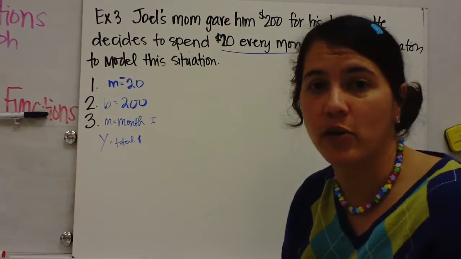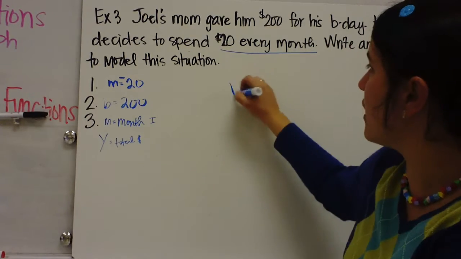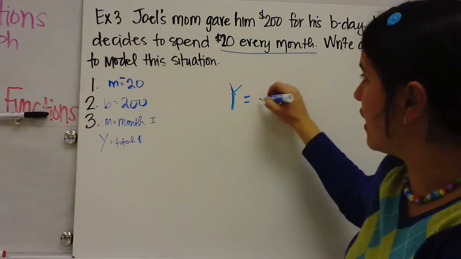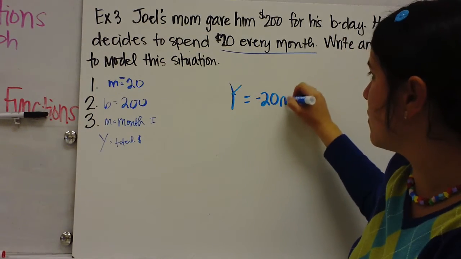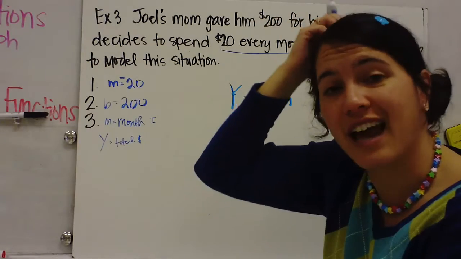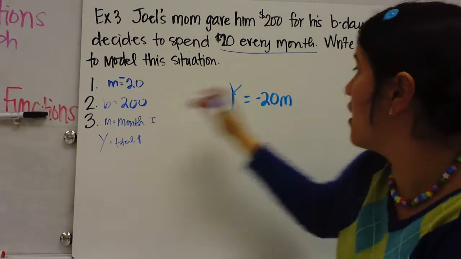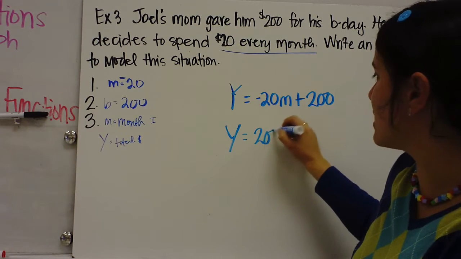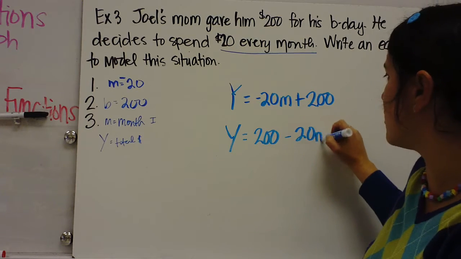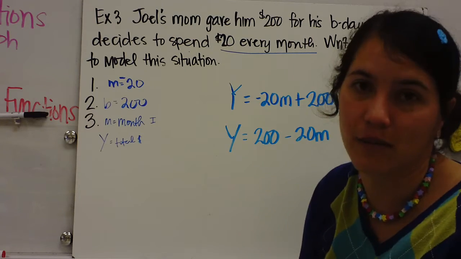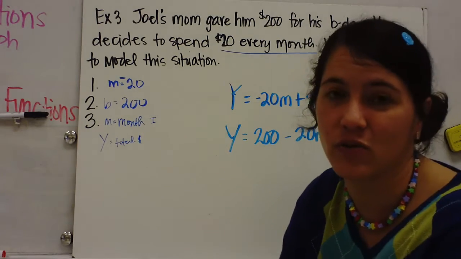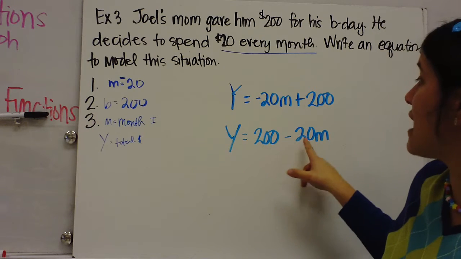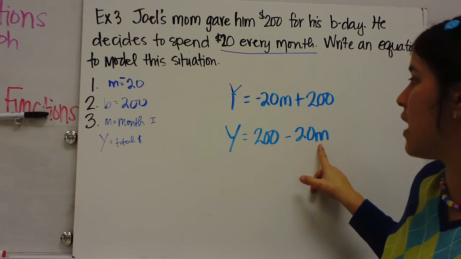So now let's put it into our equation. So Y, the total money, equals the slope, negative 20 per month, or you could have used X, but negative 20 per month plus $200. This one might make more sense if you start with $200 minus the $20 a month. So this might be one of those equations where you would see it backwards. He has started with $200 and then he's spending $20 every month.